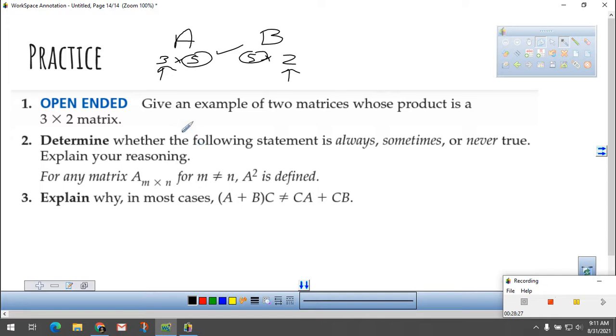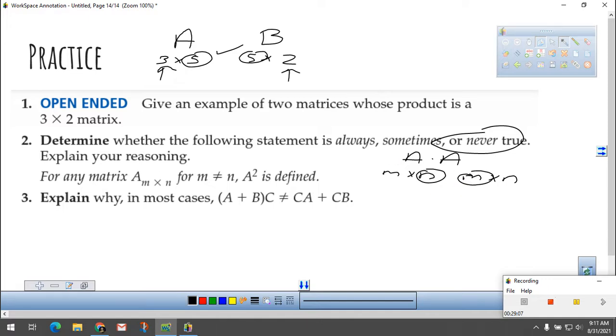Alright, 2. Determine whether the following statement is always, sometimes, never true. For any matrix A, which is m by n, for m not equal to n, A squared is defined. Well, that's not true, because that would be A times A, and so you would have an m by n matrix and multiply it by an m by n matrix. Notice that that's m and n, they're not the same number. So that would be a never, especially if they're not equal to each other.